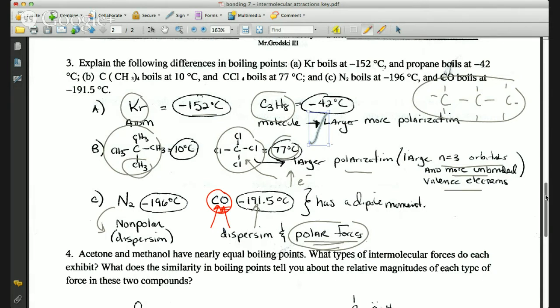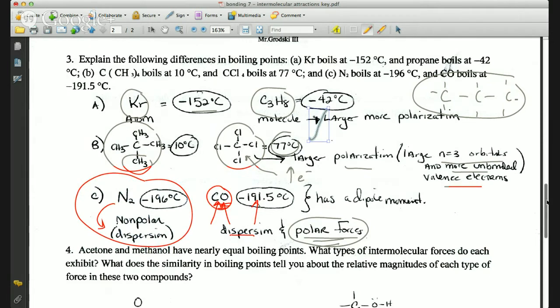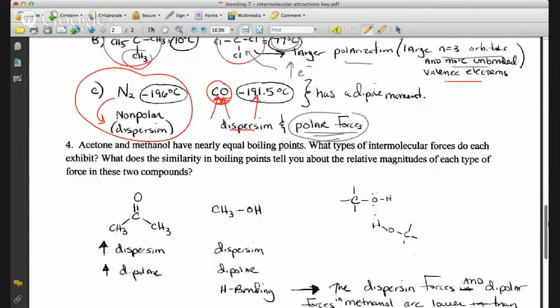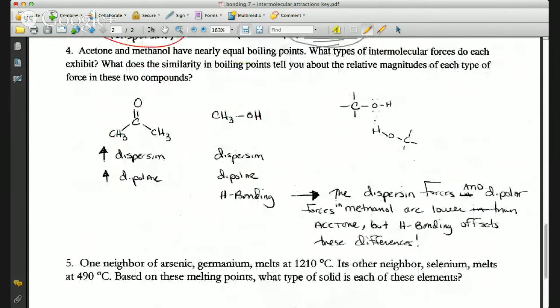Okay, you have to understand that we're usually just adding an extra force. Classic example, this is just LDFs, this is LDFs plus dipolar. So the extra force is what makes the boiling point go up, or the attractive force sometimes stronger. Acetone and methanol have nearly equal boiling points. Okay, well, look at this molecule and this molecule. What types of intermolecular forces does each exhibit?